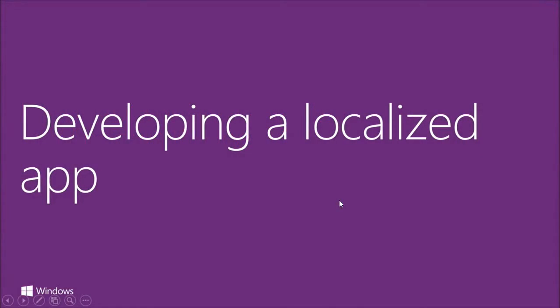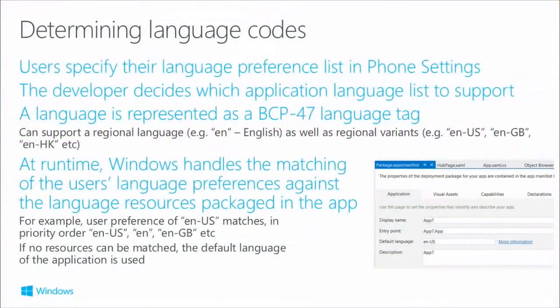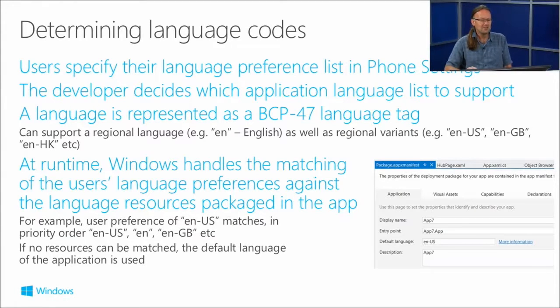So how do you go about developing a localized app? First of all, you need to determine which languages you want to support. The way that you specify languages is by using something called a BCP47 language tag. Languages can be specified both as a general language, such as EN, which means English, as well as regional variants. So we have EN-US, and the convention is to have the first part lowercase and the second uppercase, which is US English. And then the next one is Queen's English, EN-GB, and EN-HK for Hong Kong, for example. So you've got these different variants in there.